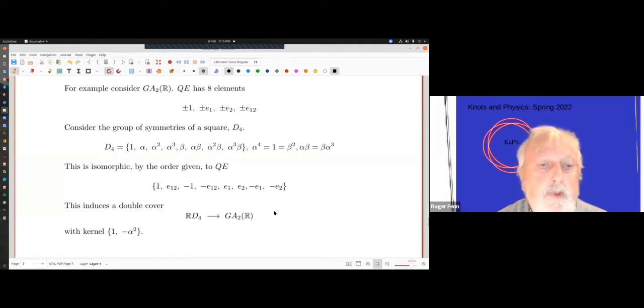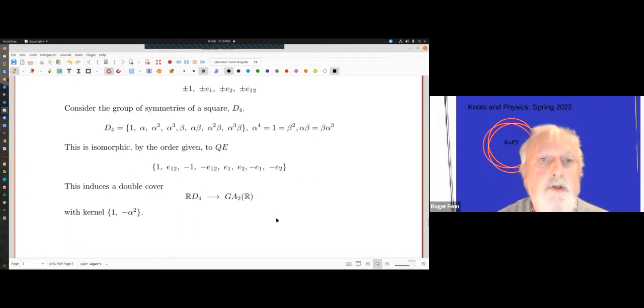And as you increase the index here, 2, 3, 4, etc., the groups you get, you can easily write down a multiplication table for them in terms of previous ones. So it's easy to work out.